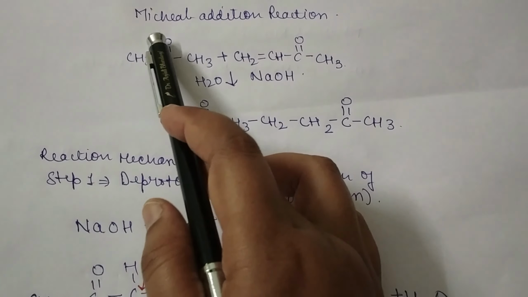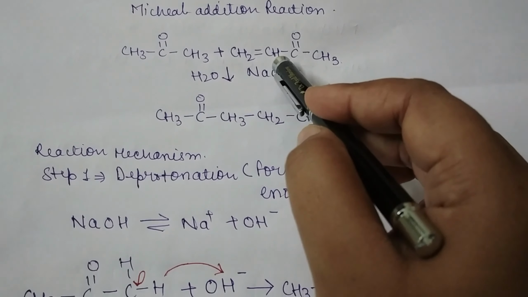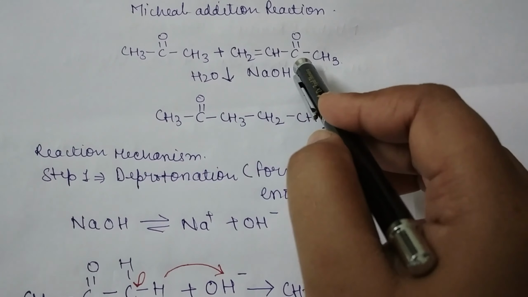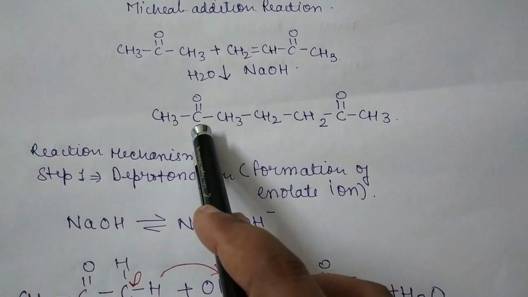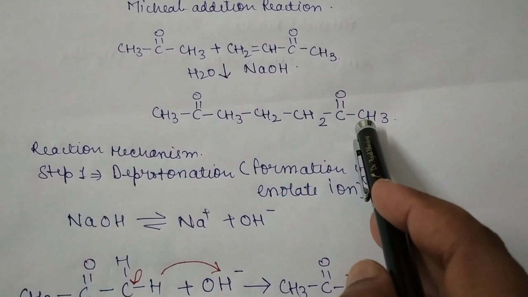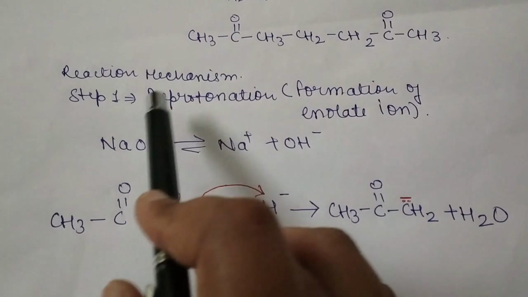So this is an example of the Michael addition reaction where a ketone reacts with the alkene compound with a carbonyl carbon in the presence of water and NaOH to get this Michael addition product. Let's see the reaction mechanism.